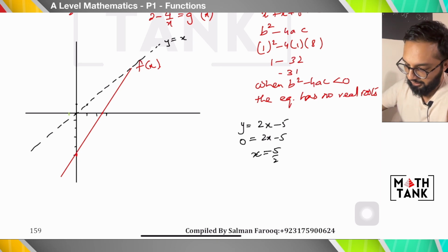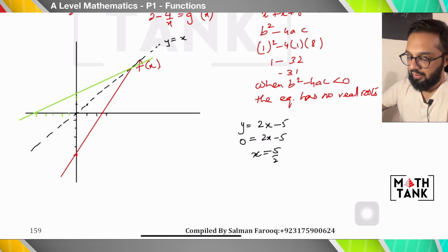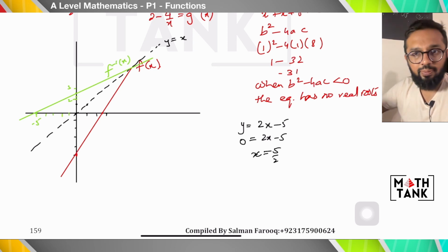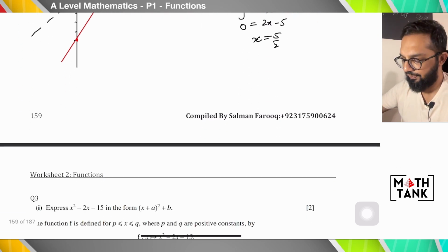So the point 0 comma minus 5 comes here, and the other point is going to be here somewhere. This is going to pass from here. Okay, so that's the graph of f inverse of x. All the points get changed. This is 2, this is 3, this is minus 5. So the coordinates have been switched, as was explained in the lectures before.